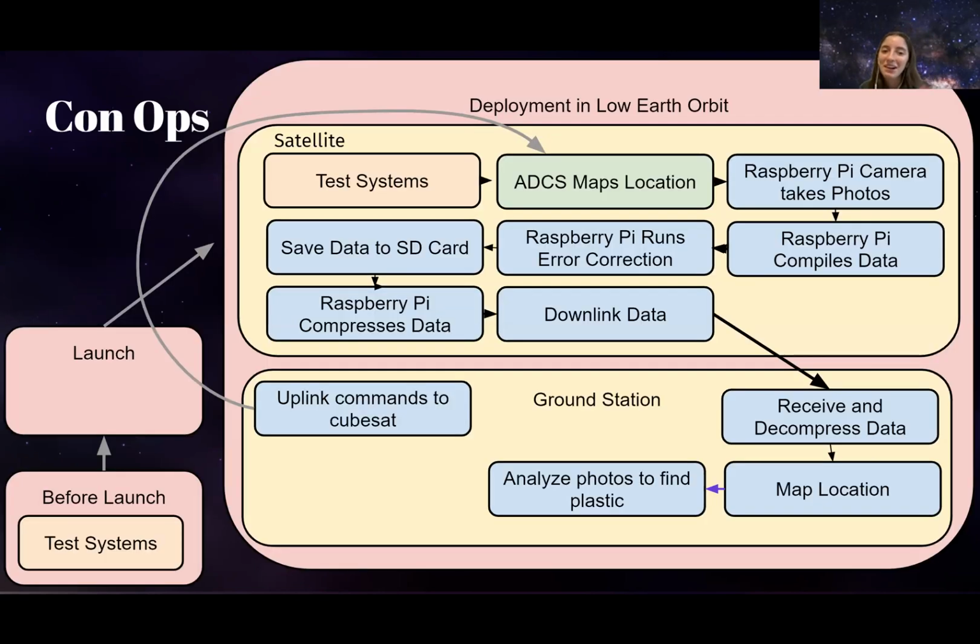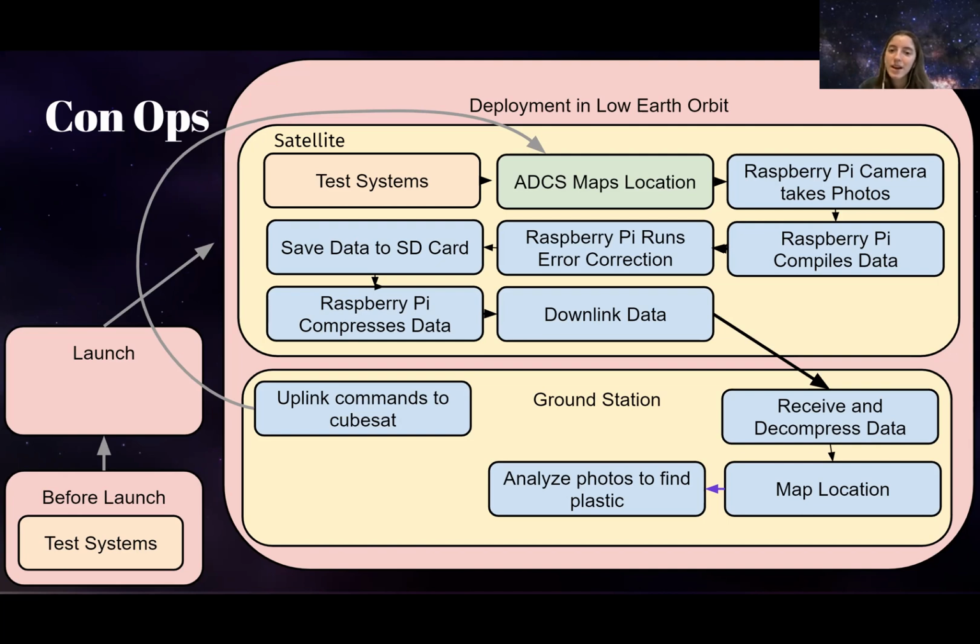This is our concept of operations diagram that walks through the process of our CubeSat's functions. Before launch, we will test all of our systems, then we will launch. Once the CubeSat is in orbit, we will test the systems again, then the CubeSat can begin its work. The ADCS will map the location of the CubeSat over the Earth. The Raspberry Pi camera will take photos and compile the data.